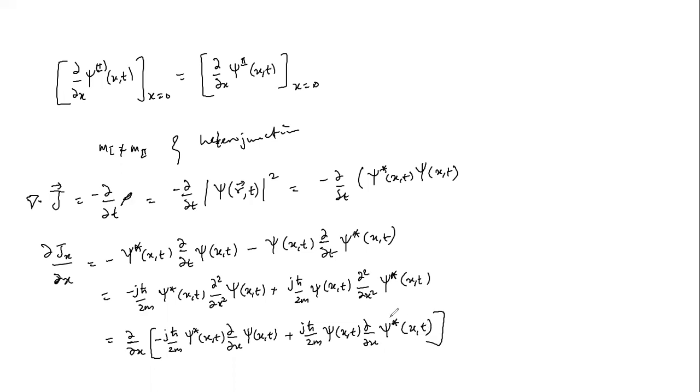Now the x component of the probability current therefore becomes, so j x is negative j h cross over 2m, psi star d dx psi, plus j h cross over 2m, psi d dx psi star.